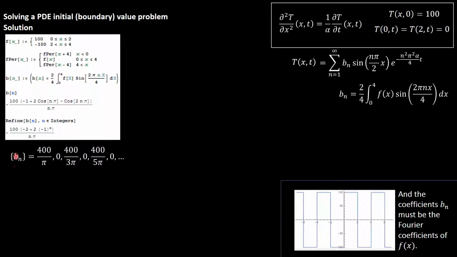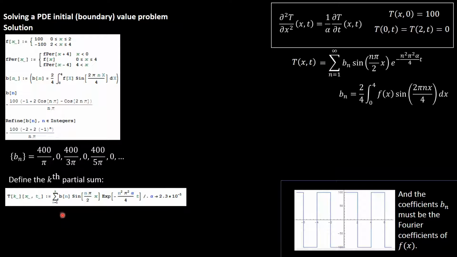So these b sub n, these Fourier coefficients, are the first one's 400 over pi, the next one's 0, the next one's 400 over 3 pi. You can just plug in n equals 1, n equals 2, n equals 3, and you get these numbers. So it's actually forming a nice little pattern. And if we define the kth partial sum, the sum from 1 to k of b sub n sine n pi over 2 x e to the negative n squared pi squared alpha over 4 t, which I did here, where I let alpha be my diffusivity constant that was given at the beginning of the problem, then we can plot this solution.